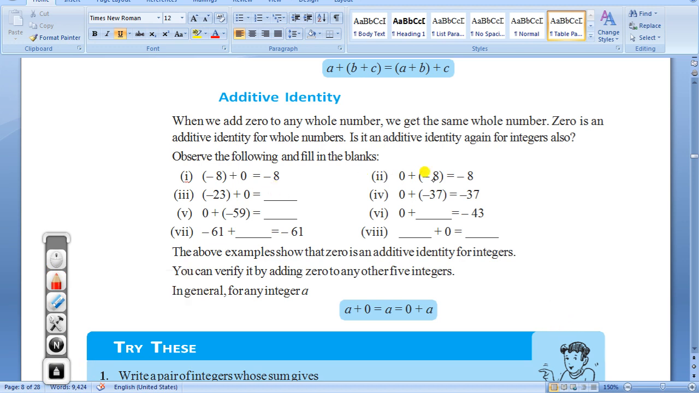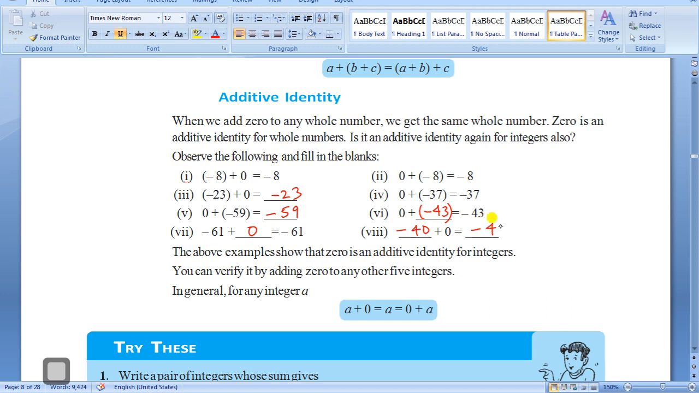Minus 8 plus 0 is equal to minus 8. 0 plus minus 8 is equal to minus 8. Minus 23 plus 0 is equal to minus 23. 0 plus minus 37 is equal to minus 37. And 0 plus minus 59 is equal to minus 59. 0 plus (minus 43) is also equal to minus 43. Minus 61 plus 0 is equal to minus 61. And minus 40 plus 0 is equal to minus 40.